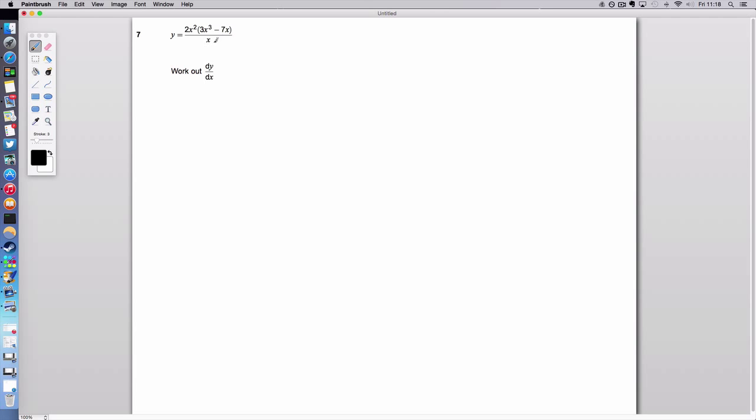So we can tell by the question that there is a multiple of x here, x squared, and we have a multiple of x here. Now these will simplify and will be eliminated, right? So this is what it will form when we simplify it. So y is equal to 2x times (3x cubed minus 7x).